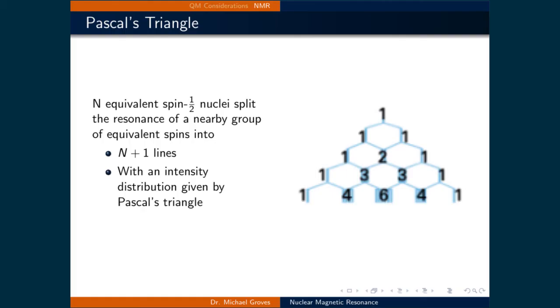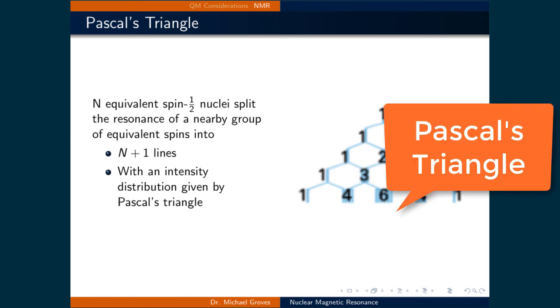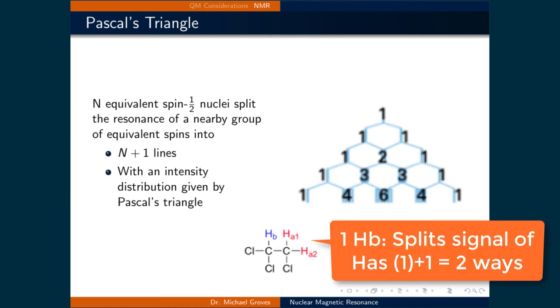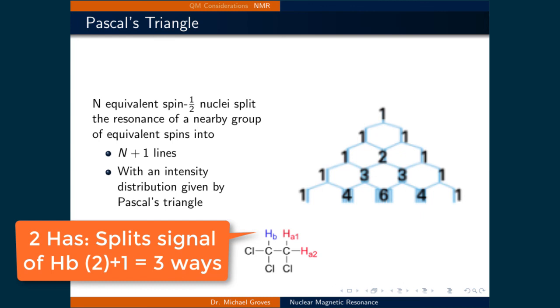N equivalent spin 1/2 nuclei split the signal of a nearby chemically inequivalent group of nuclei into N plus 1 lines, with an intensity distribution given by something called Pascal's triangle, which is illustrated here. So using 1,1,2-trichloroethane again as an example, there is one HB, so it splits the signal from the HAs into 1 plus 1, or two signals. Additionally, there are two HAs, so the signal from HB will be split into 2 plus 1, or three signals.